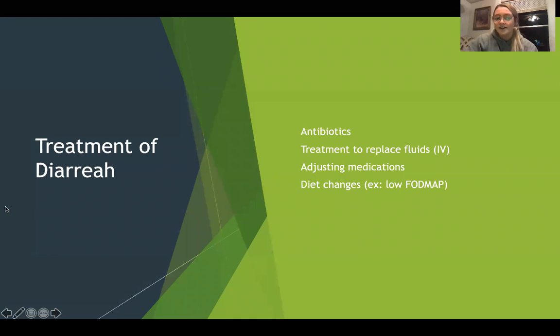The treatment of diarrhea: antibiotics to get rid of the bad bacteria that could be causing that. Treatment to replace the fluids that are lost in the watery stool, which can be done through an IV, or if you're drinking Gatorade, that can replace the electrolytes and help you gain your hydration back. Adjusting certain medications that are causing diarrhea for you, and then diet changes. One that I'm specifically familiar with is the low FODMAP diet lifestyle. It's a 3-step. I'll go into that later, but the low FODMAP foods can really help treat symptoms of diarrhea and other symptoms like constipation.